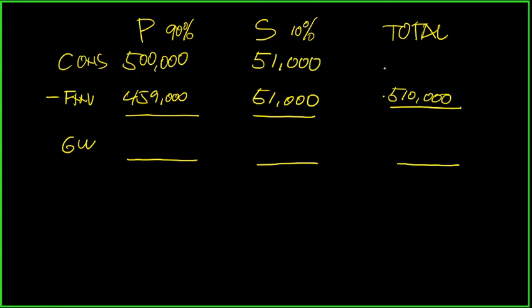Therefore, what's the total of this? 551 less 510, you will have 41,000. The difference for this is 0. Wala silang share sa goodwill. What about the parent? 500 minus 459, this will be 41,000.